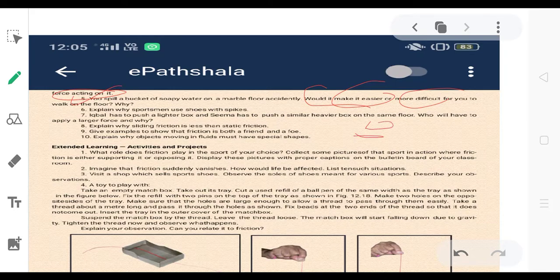Ground, friction. It reduces the friction between the feet and the ground. Next is number 6. Explain why sportsmen use shoes with spikes.